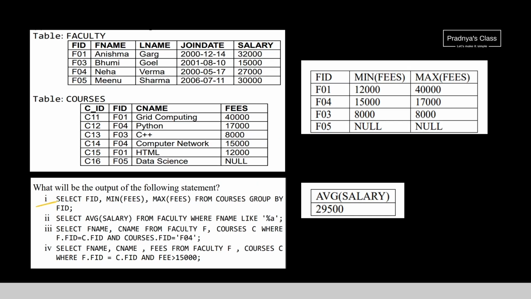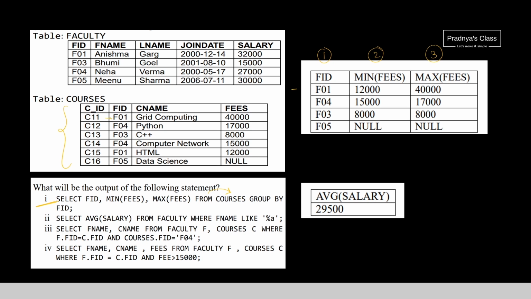Let's read the first query. Select FID, minimum of fees and maximum of fees. So these three fields will be getting printed that we have mentioned. From table name, group by FID. Now look at the courses table as mentioned. We are doing grouping on the FID and we have to find out the minimum of fees and the maximum of fees. Let's check out for the first FID.